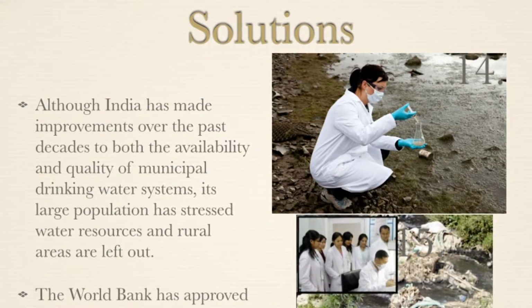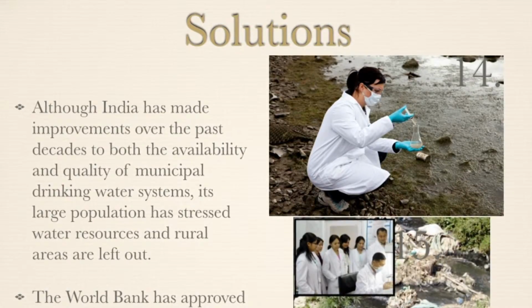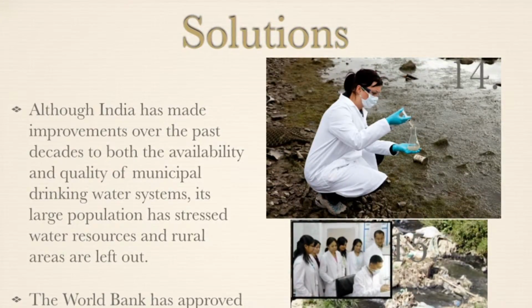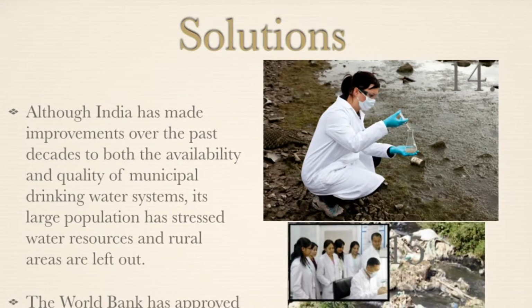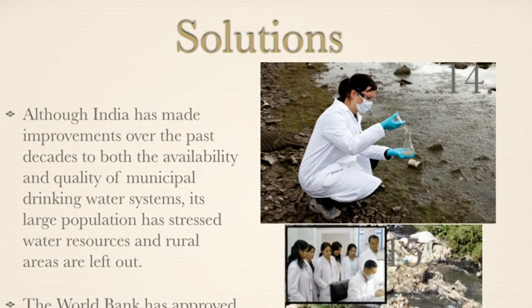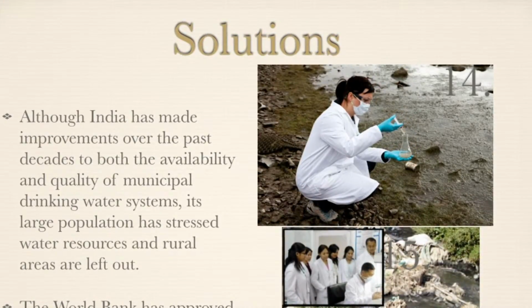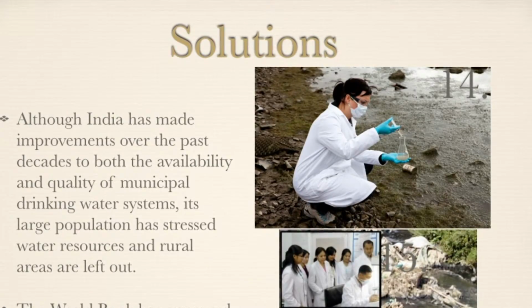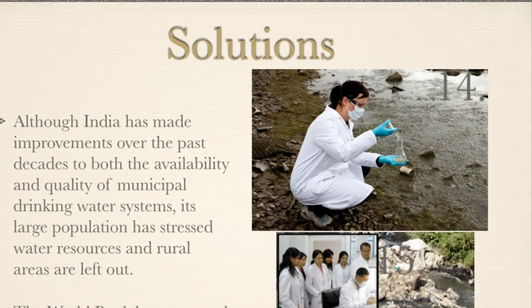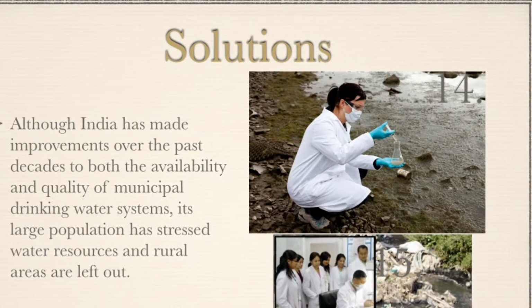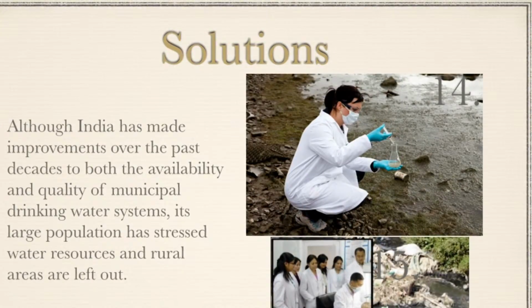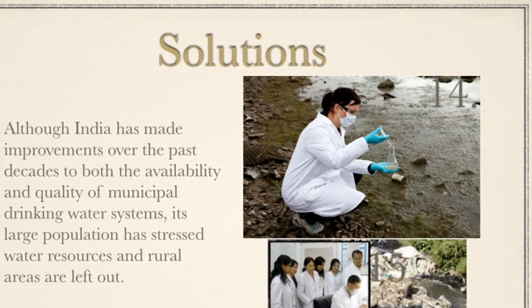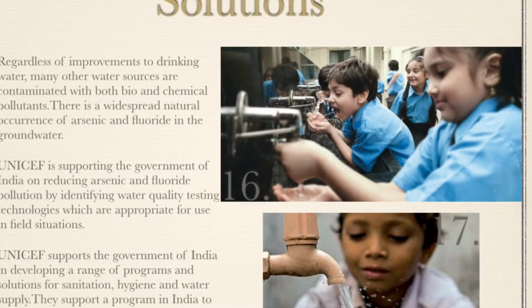systems, its large population has stressed water resources and rural areas are left out. The World Bank has approved $1 billion as credit and loan to support India's effort to clean up the river Ganges. The top picture shows a scientist collecting water samples for testing. The bottom picture shows scientists examining water samples and the place of collection.